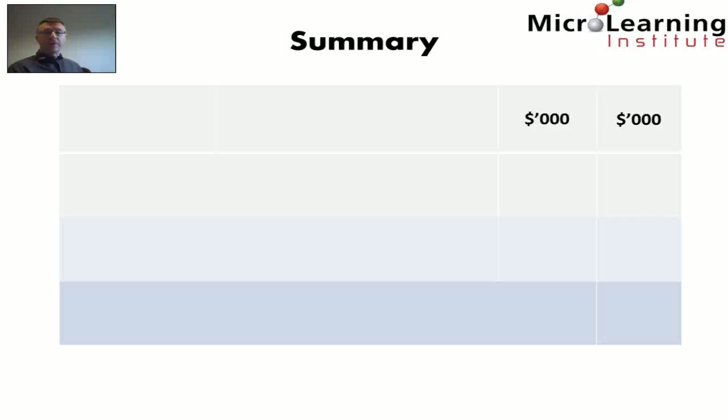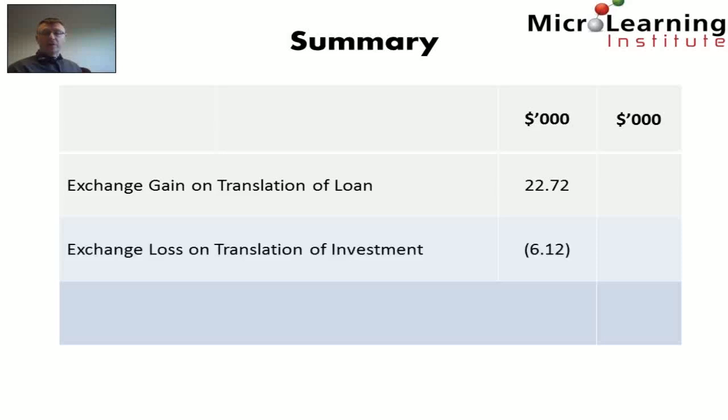So in summary, on the loan we made an exchange gain on the translation of the loan of 22,720, whereas we made an exchange loss on the translation of the investment of $6,120. So the net gain to the P&L is $16,600 US.